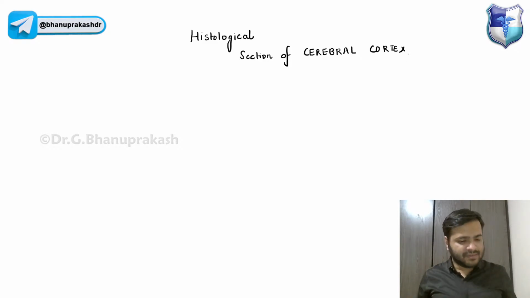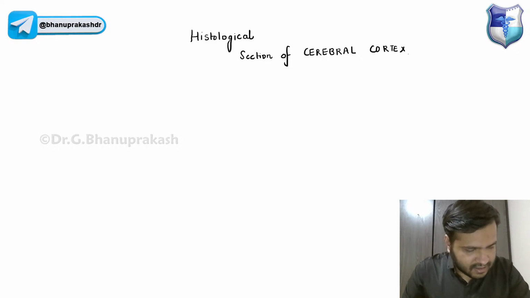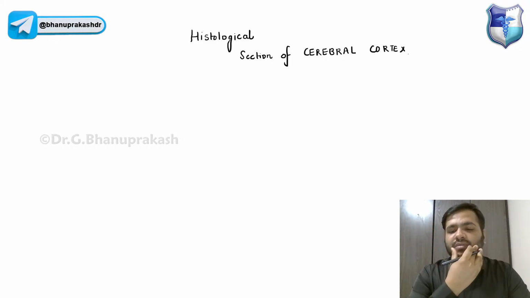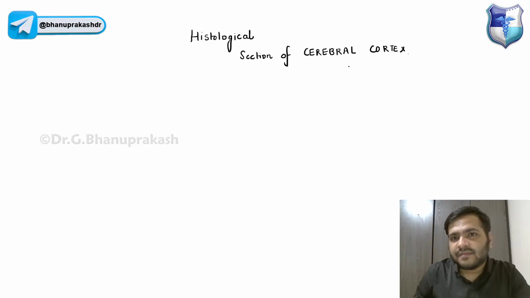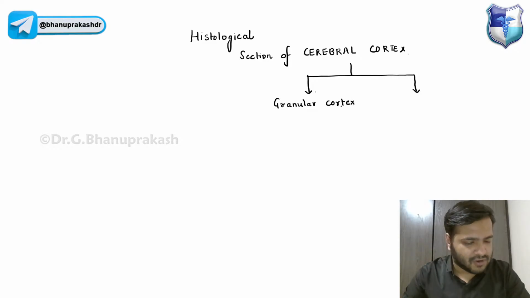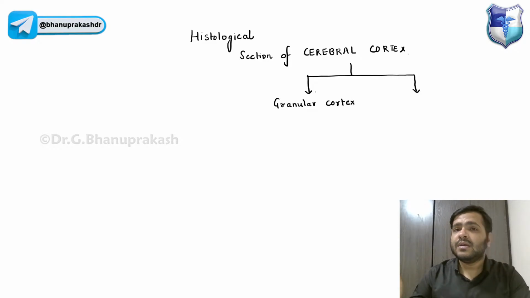Now guys, we have two types of cerebral cortex. If I simplify it for you, remember that we have the granular cortex and the agranular cortex. We will be drawing the diagram, no need to worry, but as of now just understand that we have two types of cortex.